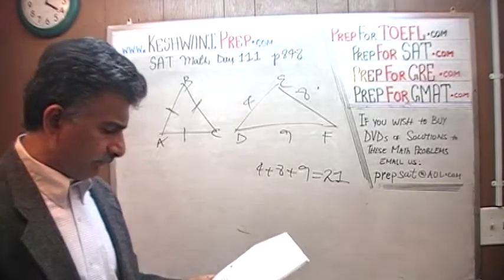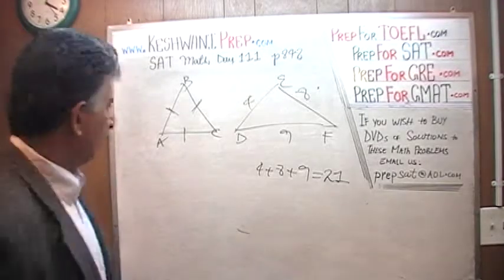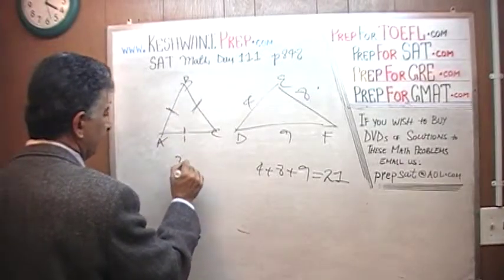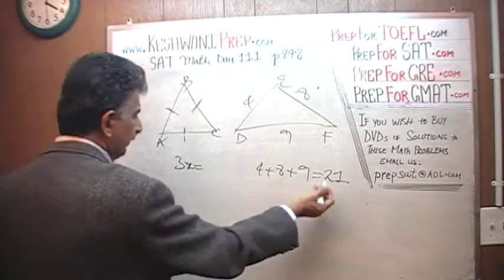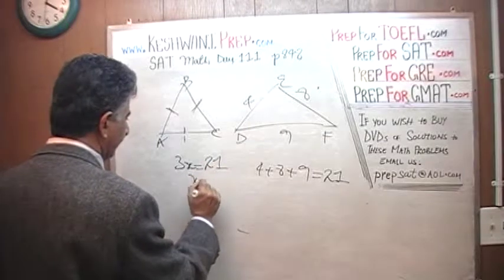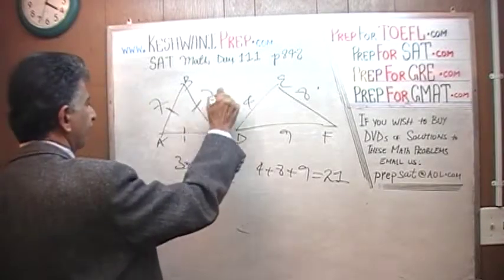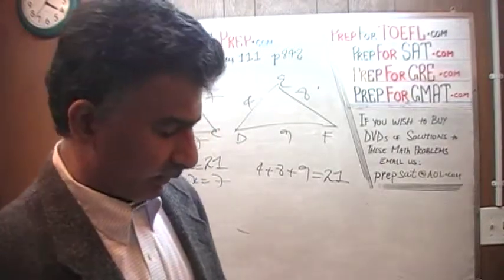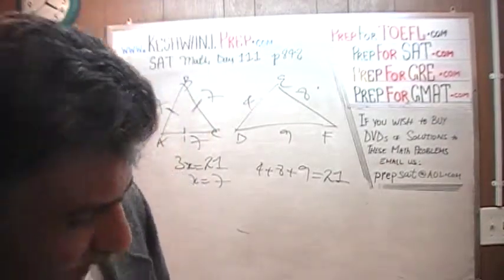What is the question asking? What's the length of AB? They're looking for the length of AB since all of these three sides are equal. 3 times x, 3x equals 21, and therefore x equals 7. Very good. They are 7, 7, and 7 because it's an equilateral triangle. Number 5.